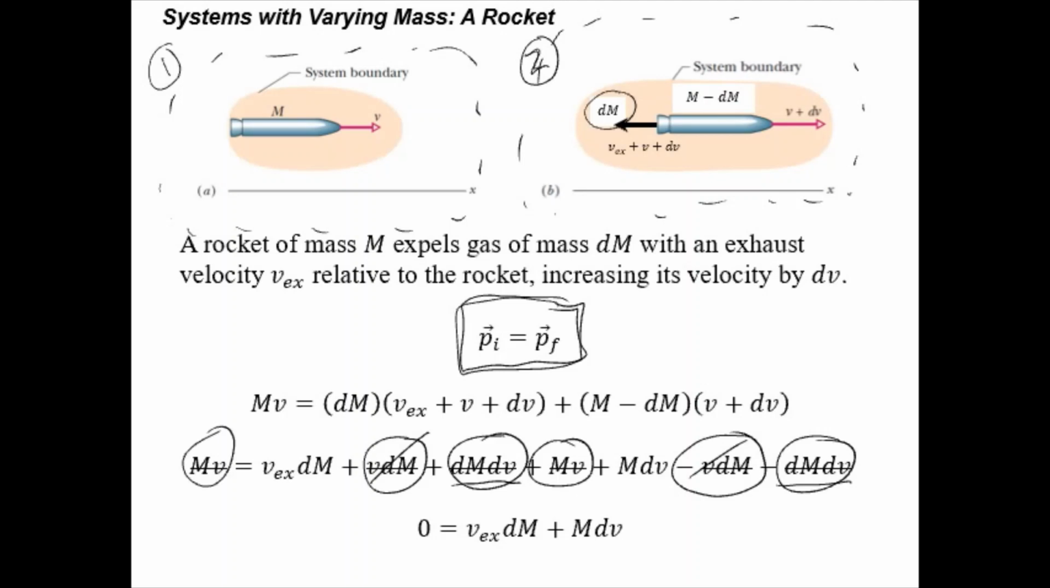And what I'm left with is a fairly simple equation. Remember, if we subtracted this term, the left goes to 0, and on the right I just have Vx, the exhaust gas velocity with respect to the rocket, times dm plus m dv. And so this equation here must be my equation that's true.